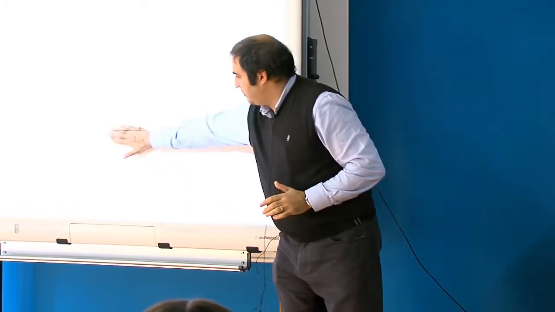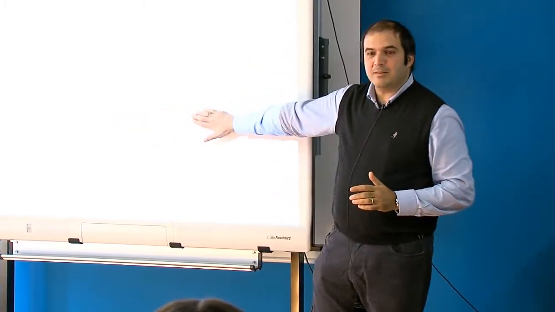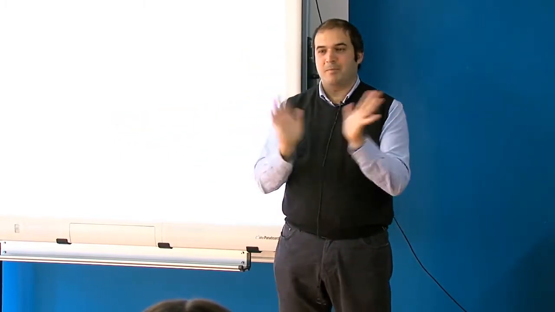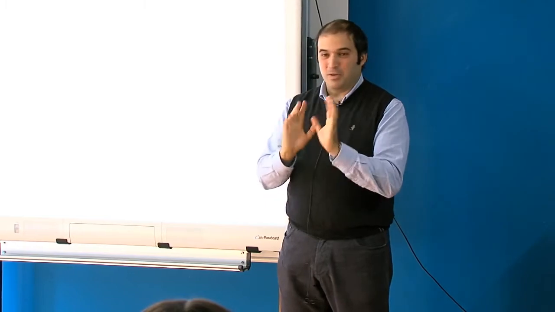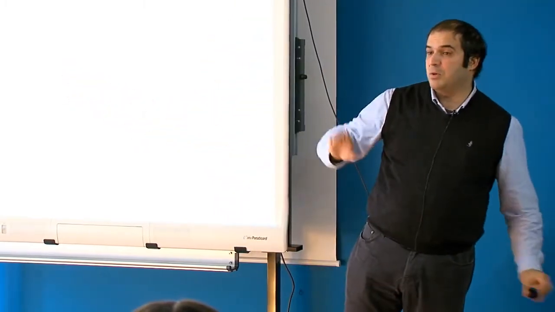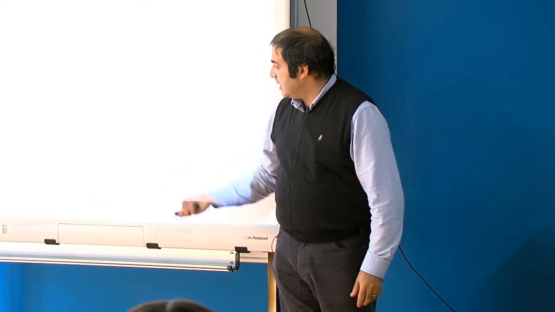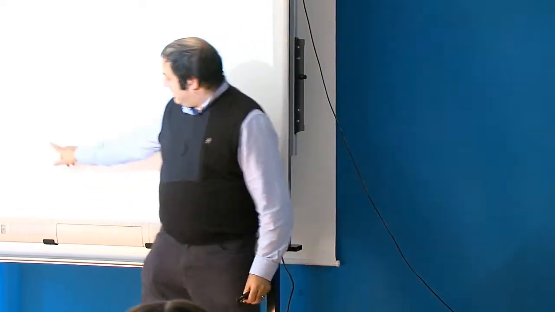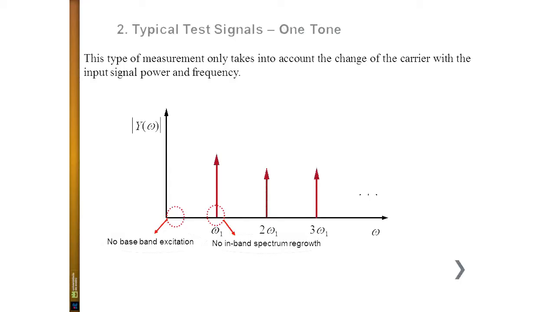What happens is the filter is going to kill the harmonics, and you don't see anything, and you say, okay, my system is linear, because you are not seeing these harmonics, okay? All you can see is the compression of the fundamental, nothing more. You can see the compression of this.